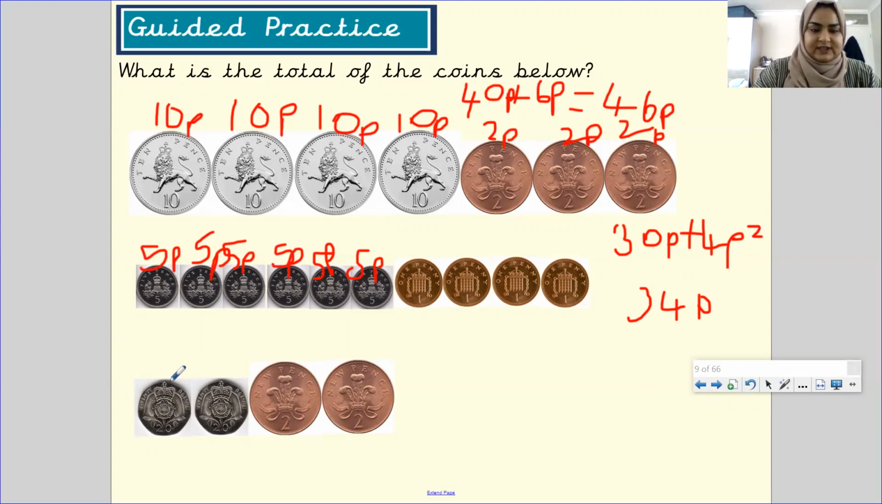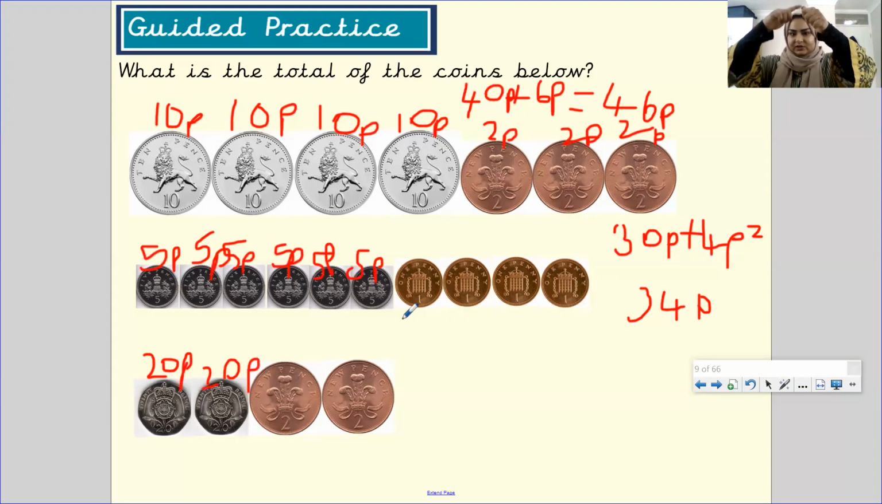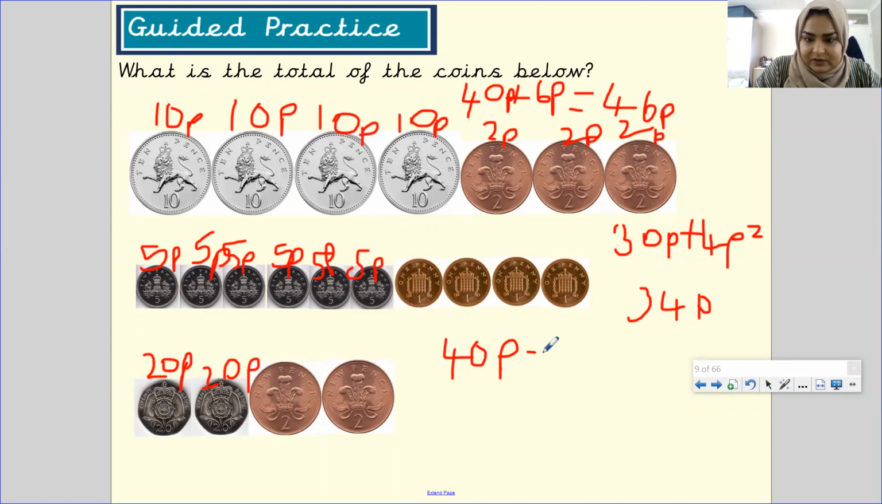Now over here I have 20p and 20p, so I'm going to count this in 20s. If you cannot count in 20s, it's okay, you can count it on your hand. So 20, 40, or you could do 10, 20, 30, 40. So I have 40p, and then the other two coins are the 2p, so I'm going to count that in twos. 2, 4. So that's 4p, which means that is 44p.